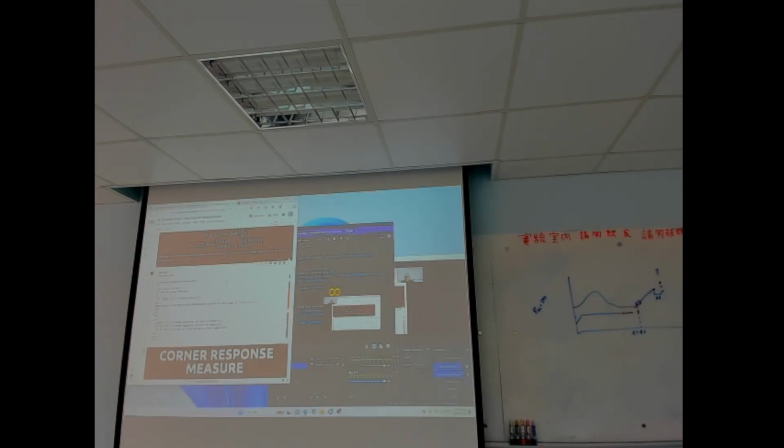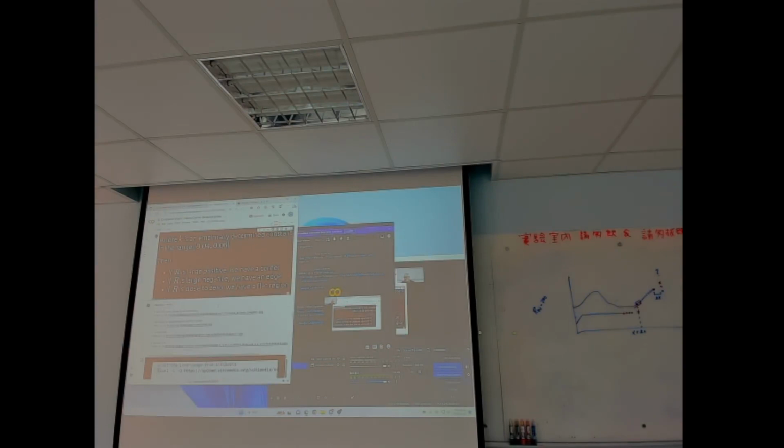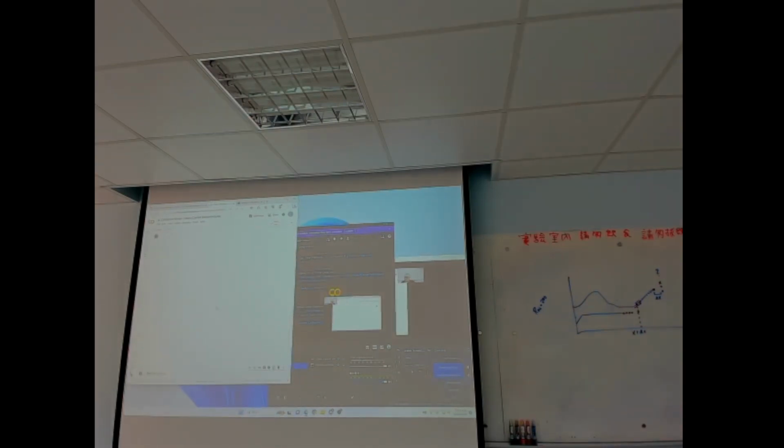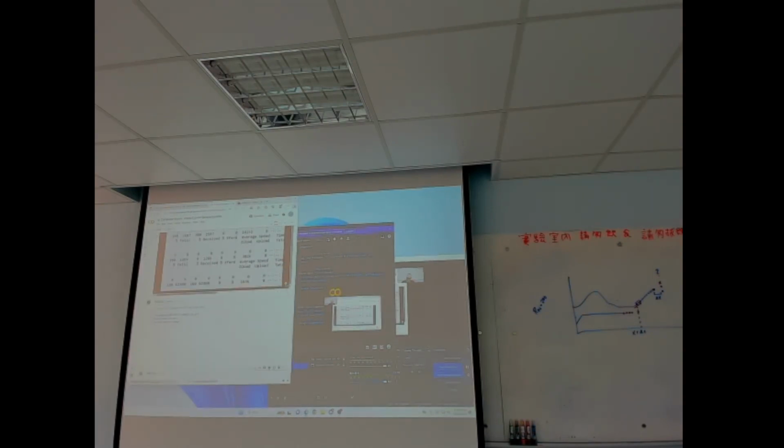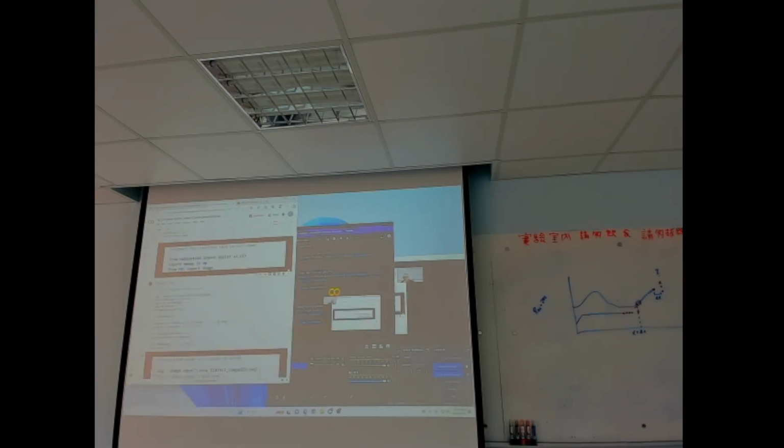And if that R is large positive, then you have a corner. So we want to threshold test for large values of R. If it's a large negative, then we have an edge. And if it's close to 0, then we have a flat region. So we can get some images here. And then let's have a look at our corner output.